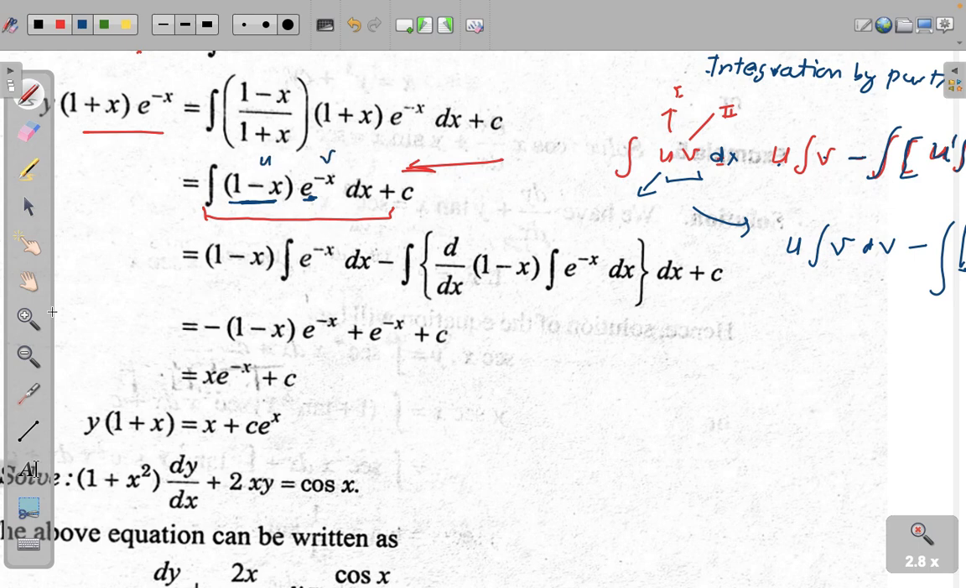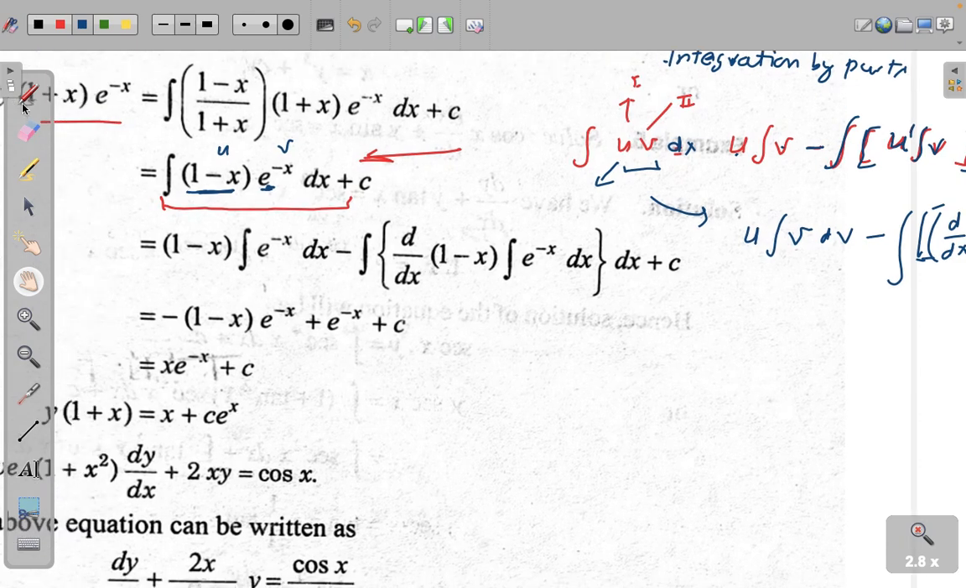So when we use this formula, we get this: first function u, integral of second, minus derivative of u, integral of second, and the whole integral, plus arbitrary constant. So integral of this will be minus of e to the power minus x, and when you solve this, d by dx of 1 minus x will be minus 1, minus minus plus, e to the power minus x is again minus, should be minus.